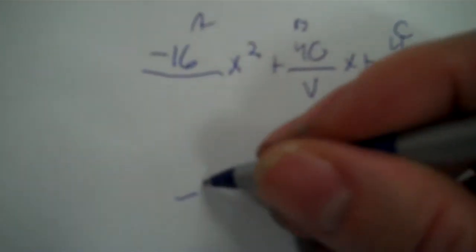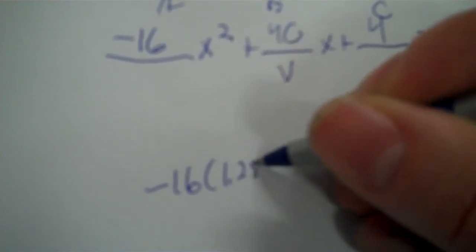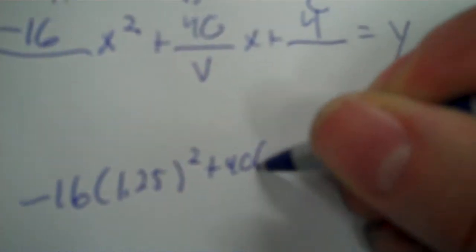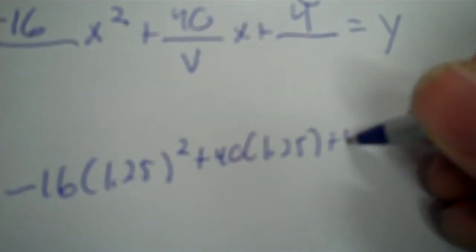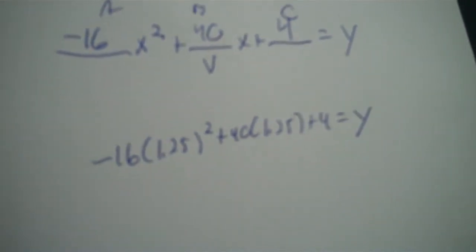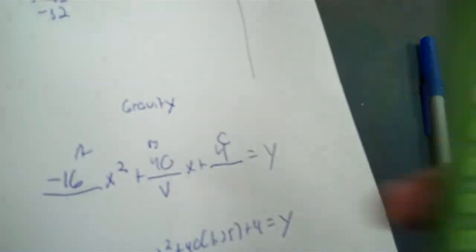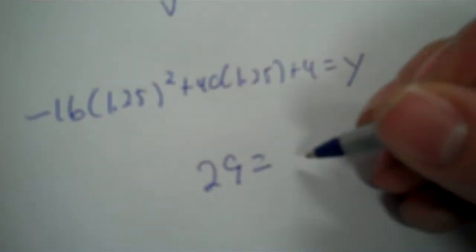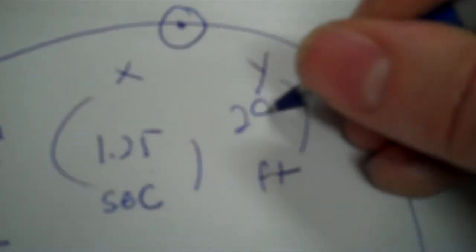Now to find the actual height, we need to substitute 1.25 for the x variable. That will give me what the y is, the dependent variable. 29 is the answer, 29 feet.